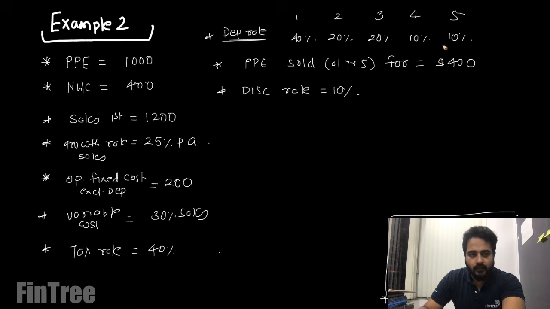So, initial investment. Let's see what we have. PPE and net working capital. So property, plant and equipment 1000. Net working capital 400. So your initial investment is 1400. How many of you got this part right? Okay, don't be too proud of yourself. Even kids could have done this easily.